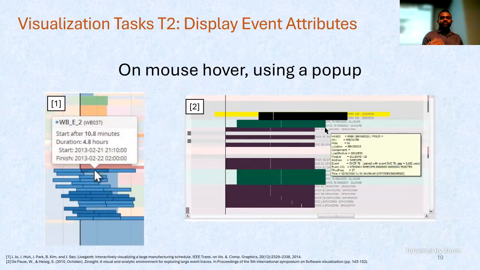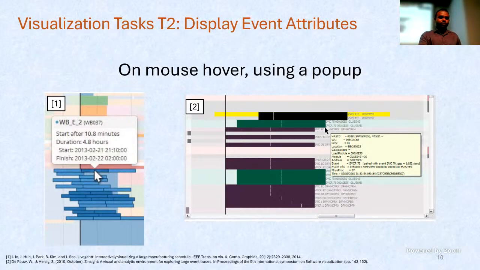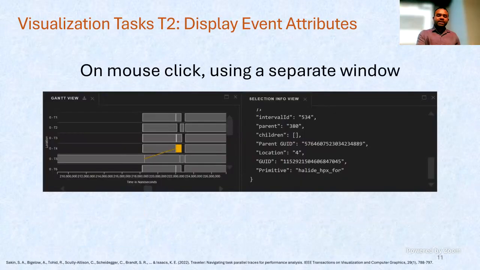For example, the visualization task displaying event attributes. In the literature, we notice that this has been done mostly by implementing a mouse hover action on the Gantt bars, followed by showing a pop-up window. In some cases, a dedicated window is used to show the event attributes. In this case, you can see an event is being selected on the left which is highlighted using a yellow box. And on the right, the event attributes are displayed using a separate window.